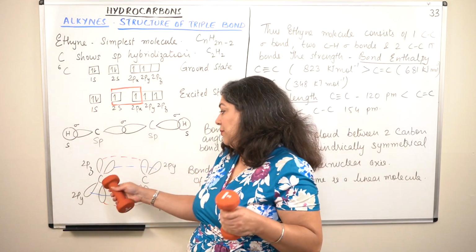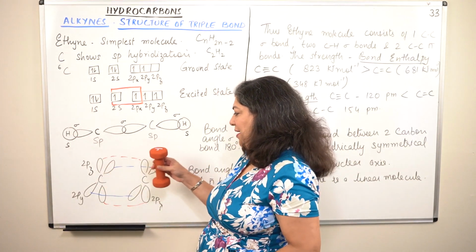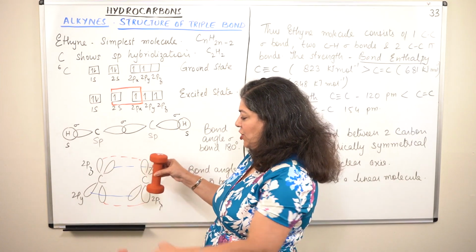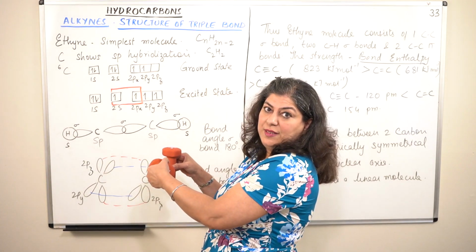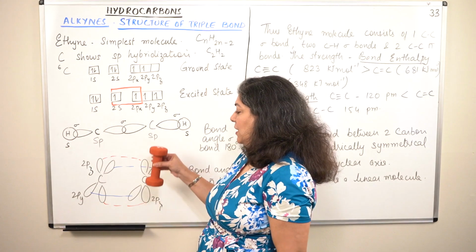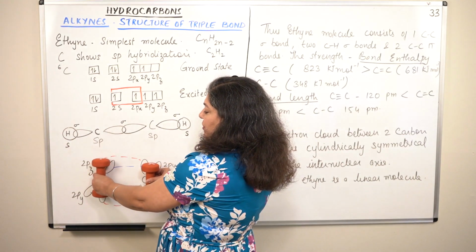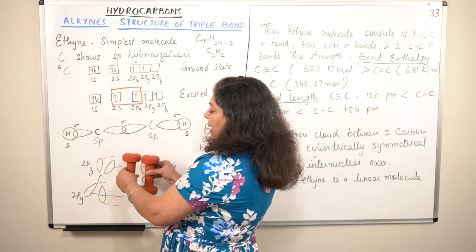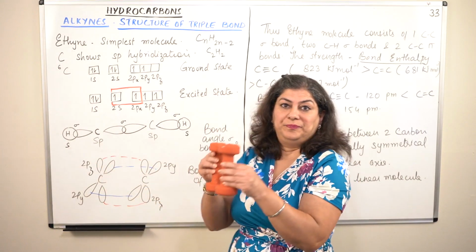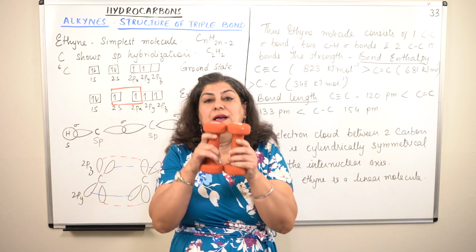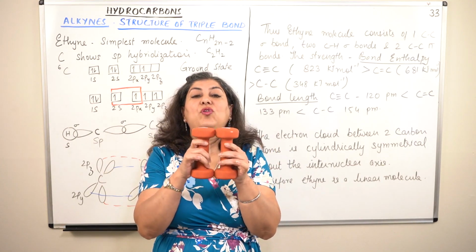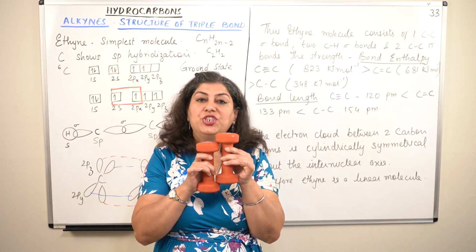Now, when both of them have one hybridized orbital in this direction and the other hybridized orbital in this direction, imagine the hybridized orbital of this carbon in this direction and the hybridized orbital of this carbon in this direction. They can overlap sideways. You see, if they are parallel to each other, they can overlap sideways. They can merge.